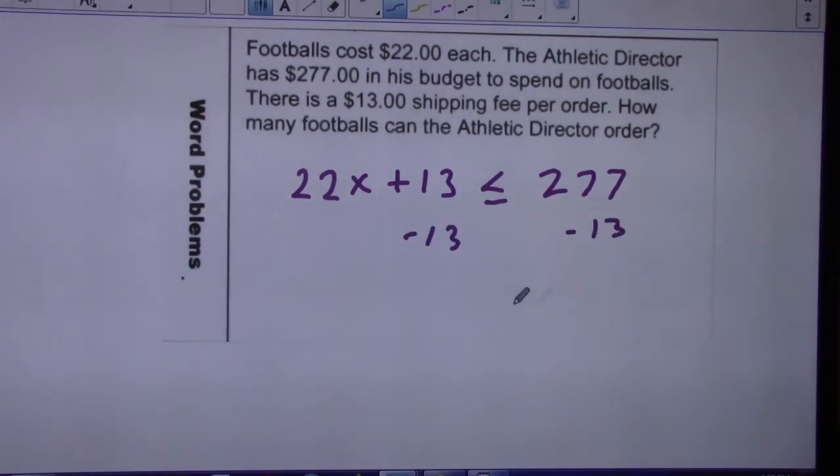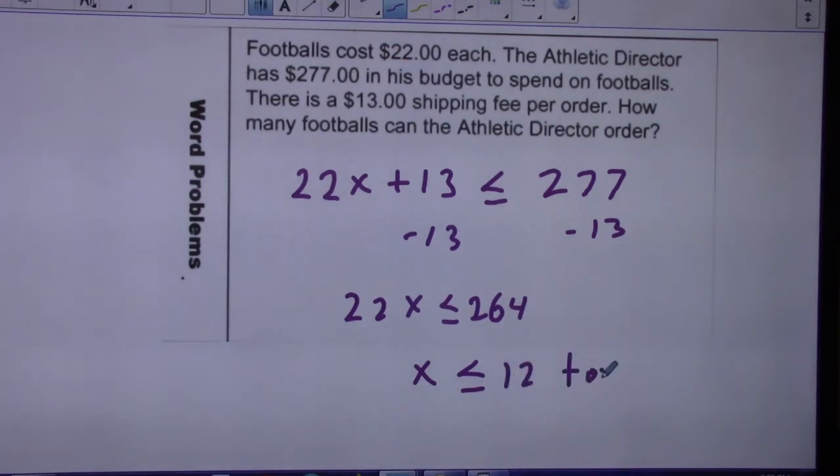Okay, so now we go here. We get 22x is less than or equal to 264, right? And so what is x less than or equal to? 12. 12 footballs. Yes, sir.